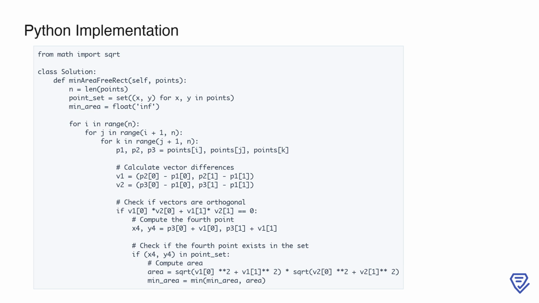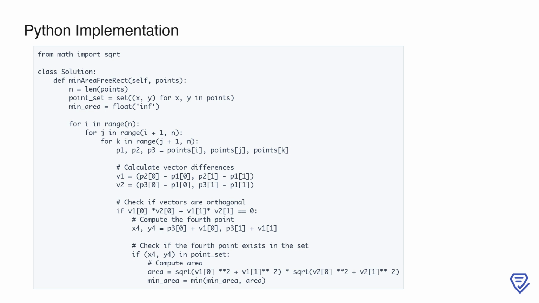Then, we define the solution class and the min-area-free-rect method, which takes a list of points as input. First, we determine the total number of points and convert the list of points into a set for quick lookup. We also initialize a variable, min_area, to infinity to keep track of the smallest rectangle area found. Next, we use three nested loops to select all possible combinations of 3 points from the input. For each triplet of points, represented as P1, P2, and P3, we calculate the vector differences V1 and V2, which represent the edges of a potential rectangle originating from P1.